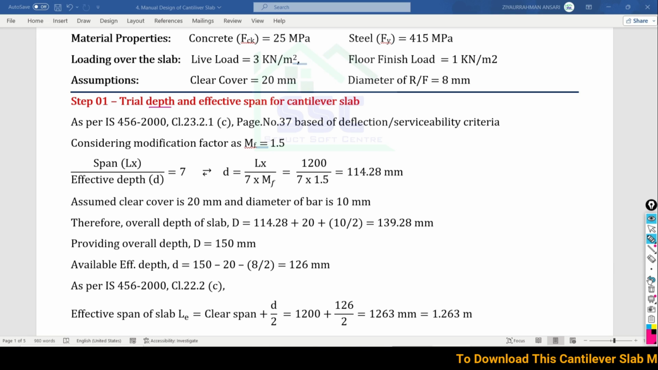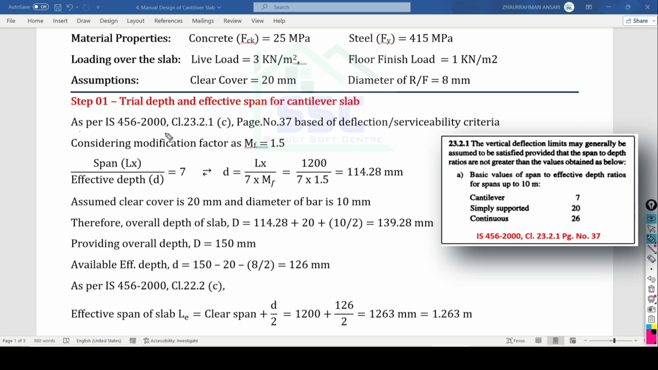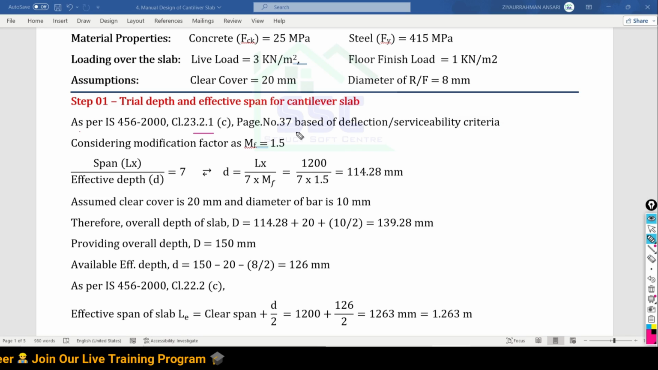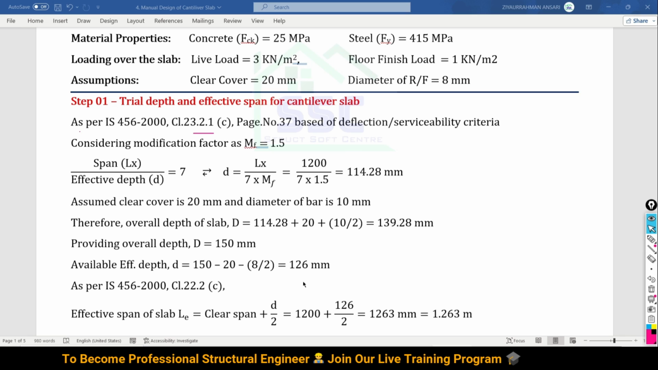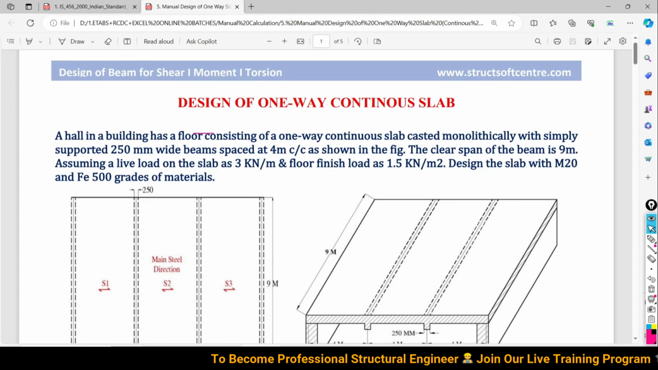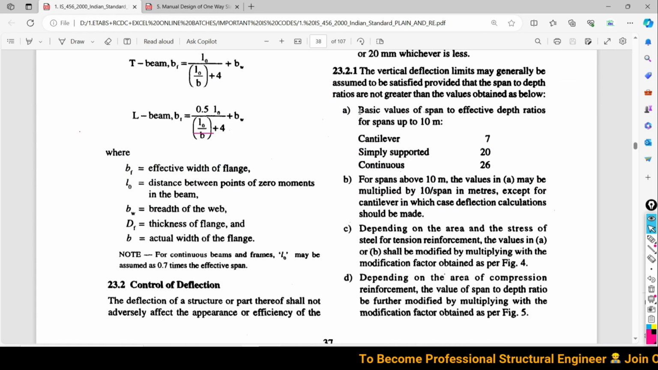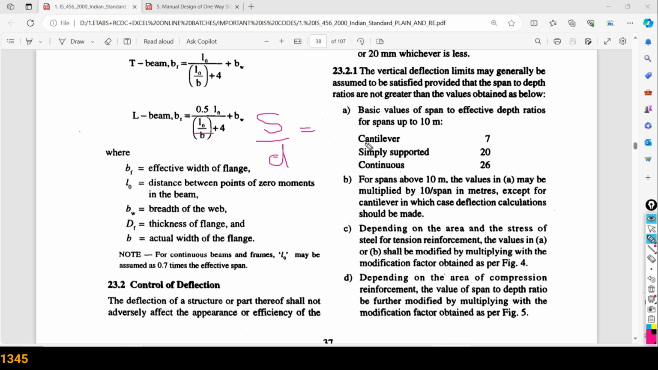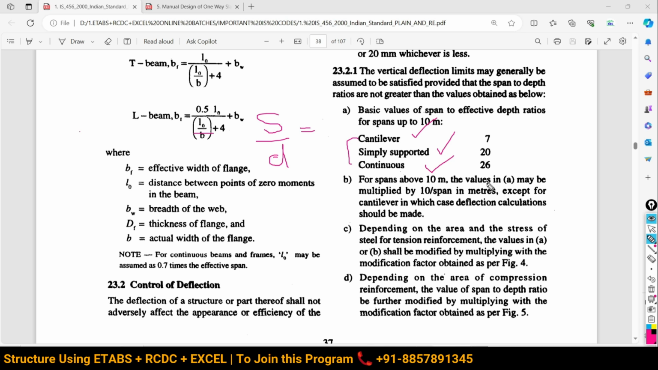So for finding out the preliminary depth of the slab, we are going to refer to IS 456-2000 clause number 23.2.1, page number 37. That is the criteria for the deflection serviceability for the beam and slab element. I would like to show you in the IS code. So in the IS code here it is present. For the basic value of the span to effective depth ratio, the ratio changes based on the different types of slab. So for the cantilever it is 7, for simply supported it is 20, for continuous it is 26.